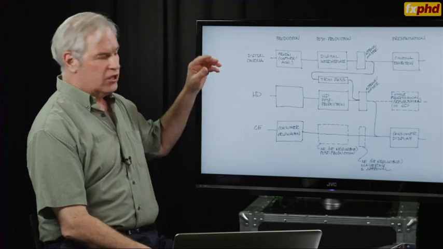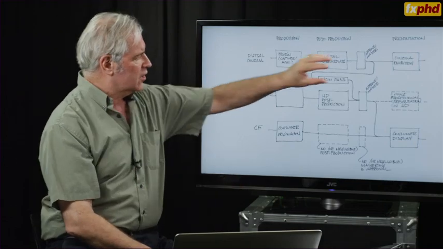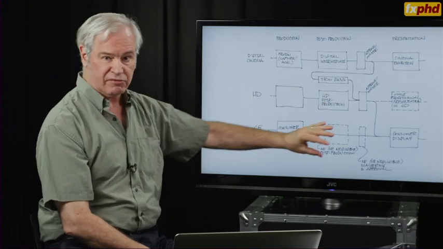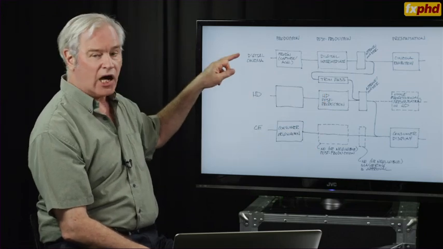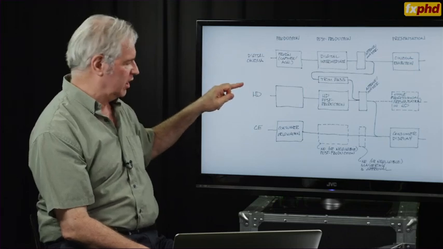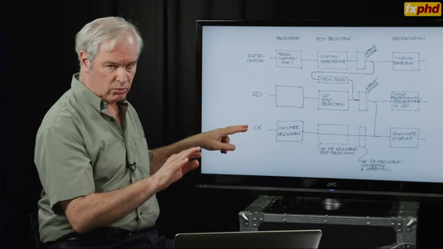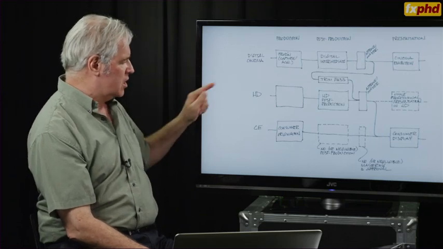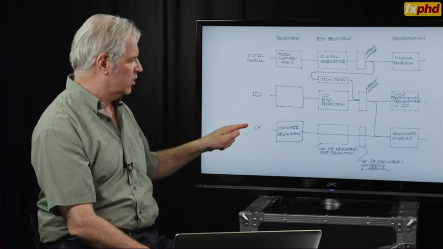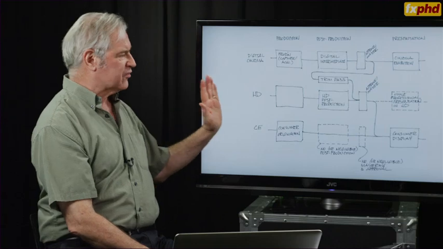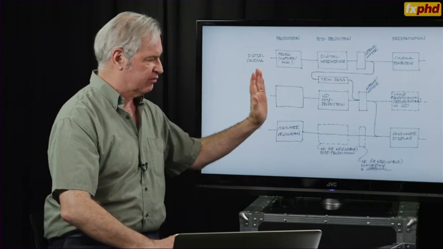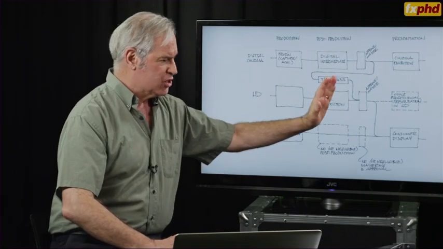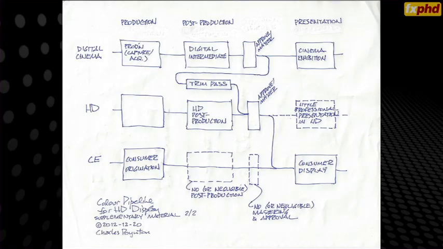So my idea here is to divide that whole large space into three tiers, basically at different quality levels. Really high quality, pretty high quality, and let's call it somewhat lower quality. And I'm calling those digital cinema, HD, and consumer electronics, abbreviated CE. Now, on the x-axis of this diagram, I'm trying to show you the flow of image information from production into post-production and finally into presentation.